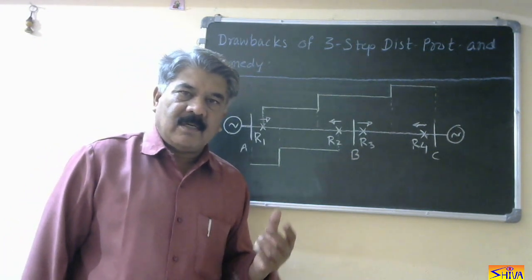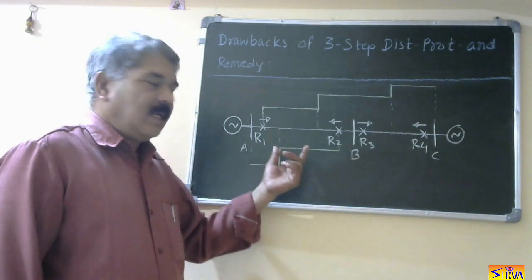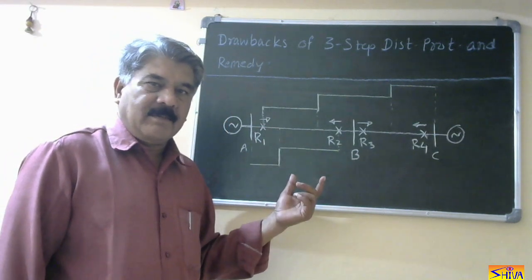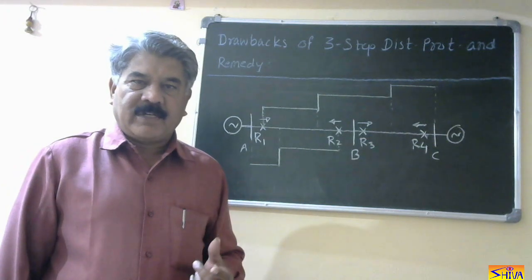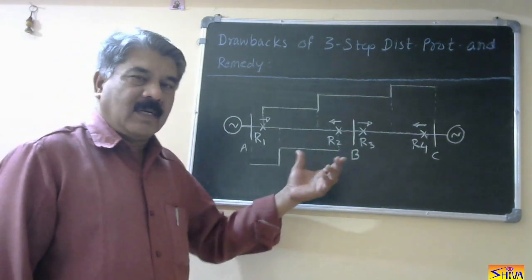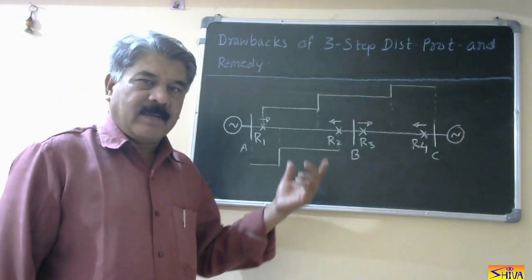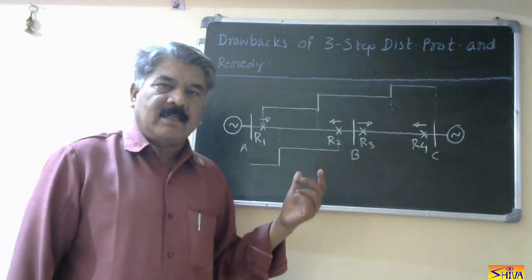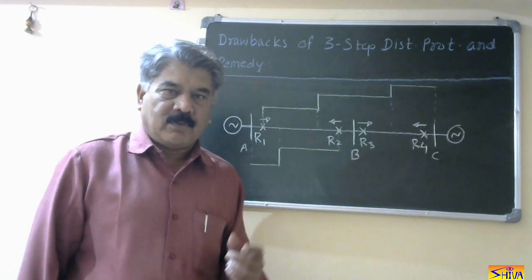The first drawback is only the mid 60% of the line gets high speed protection, whereas we require high speed protection for the entire length of the line.